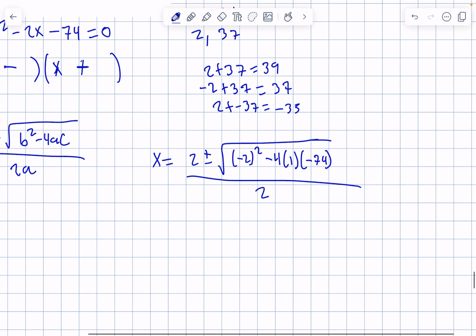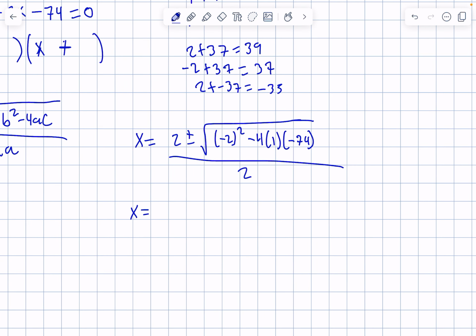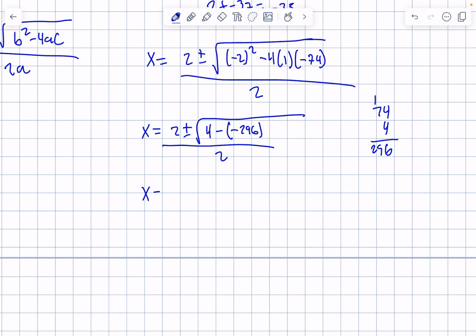I'm going to wait a little bit to simplify the inside. So this inside becomes what? Negative 2 squared is 4. So it's 4 times 1 is 4 times negative 74. I'm going to do this on the side. 4 times 74: 16, 7 times 4 is 28 plus 1, 29, so it's 296. This is going to be equal to 4 plus 296, so x is equal to 2 plus and minus the square root of 300, all over 2.